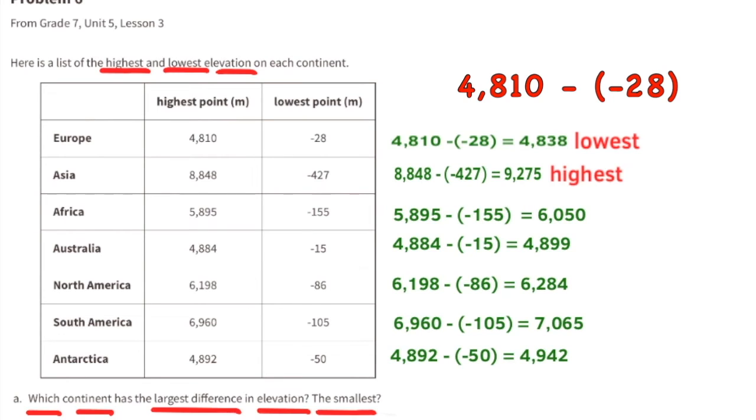Europe has the smallest difference in elevation because 4,810 minus a negative 28 is the same as 4,810 and the opposite of negative 28. And the opposite of negative 28 is positive 28. So 4,810 plus 28 equals a difference of 4,838.